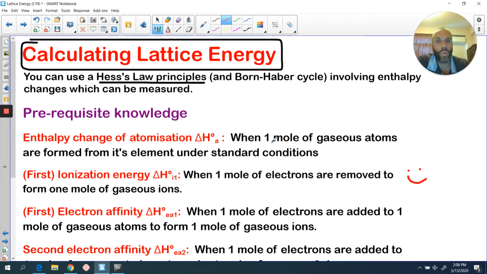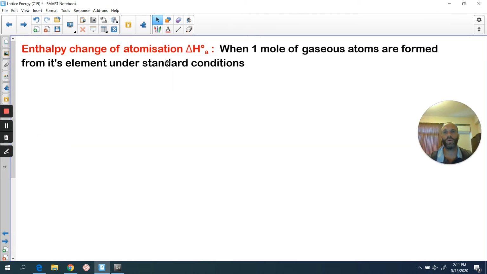That's when 1 mole of gaseous atoms is formed from its element under standard conditions. Let's repeat: when 1 mole of gaseous atoms is formed from its element under standard conditions. So let's do a couple of mini equations to exemplify that. Enthalpy change of atomization is actually very, very simple to write as an equation because there's nothing going on with the electrons.